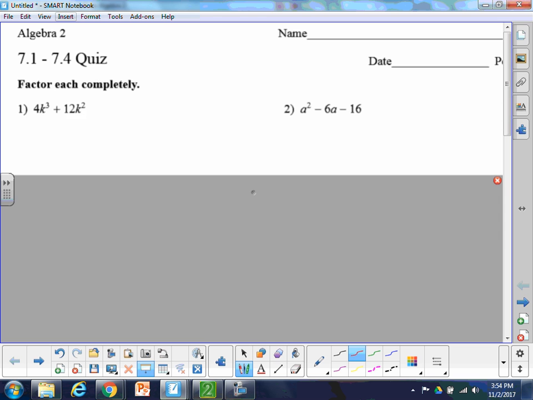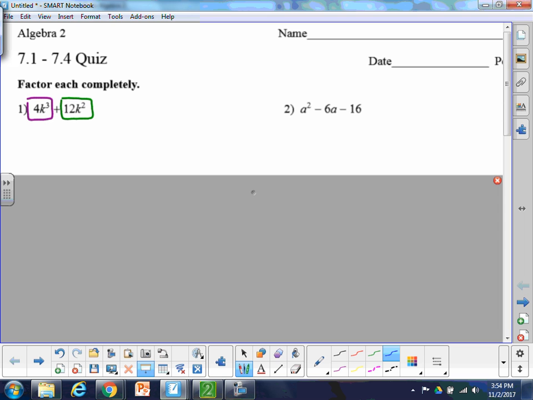So this one actually is not a quadratic, we have a k cubed in there. But one of the things whenever you're factoring that you want to look for is a common factor first. So what I do is think about how I have two separate terms, 4k to the third and also 12k squared. And I'm looking to see is there anything that goes into both of those, any common factor, and if so, we want to get the greatest common factor.